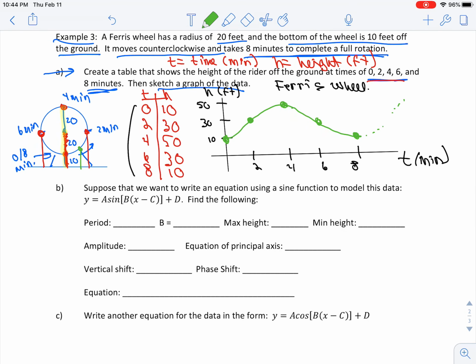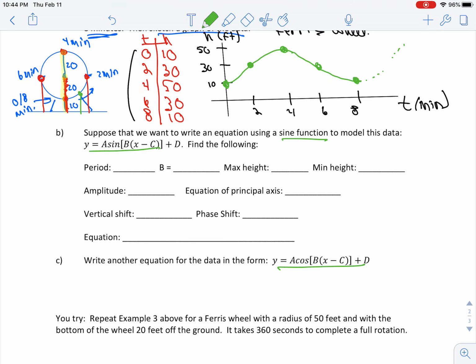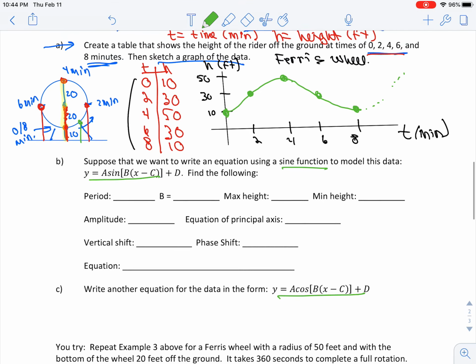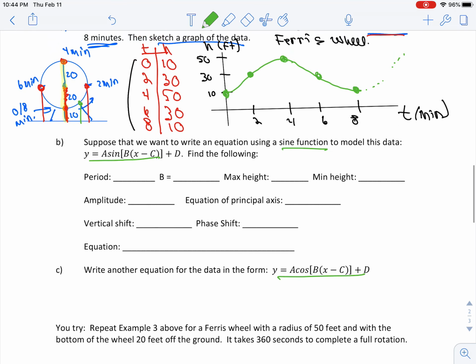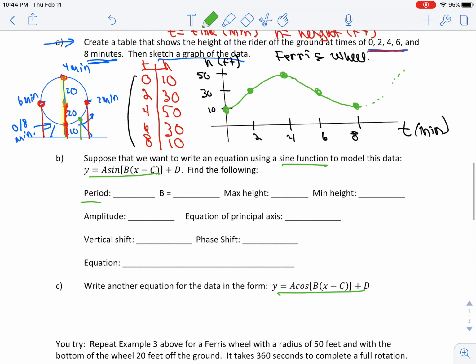Then we're going to be asked some questions about this particular problem. This one says that we're going to write a sine function, and you'll notice down here that after we write the sine function, we're going to practice writing a cosine function. Remember that the period stays the same no matter what repetitive chunk you take. B, of course, because it depends on period, will stay the same. Maximum height, minimum height, amplitude, equation of the principal axis, your vertical shift, all of those don't matter whether you're doing a sine function or a cosine function. They're all going to be the same. The only thing that's going to change once you change the function is what your phase shift is, and we'll talk about that.